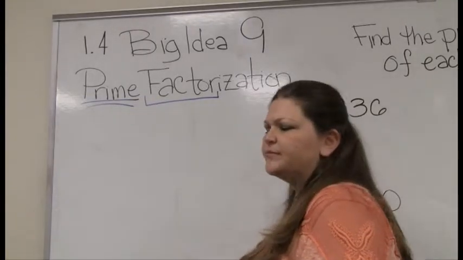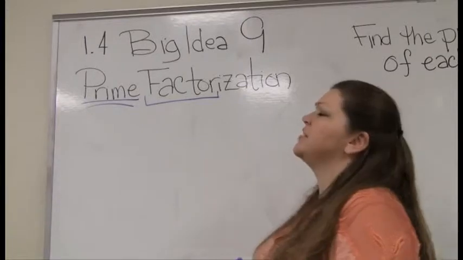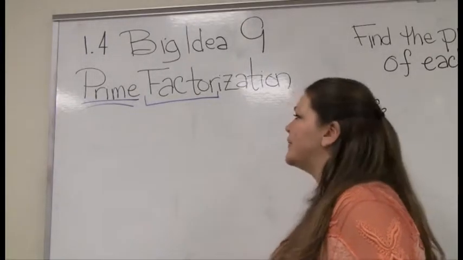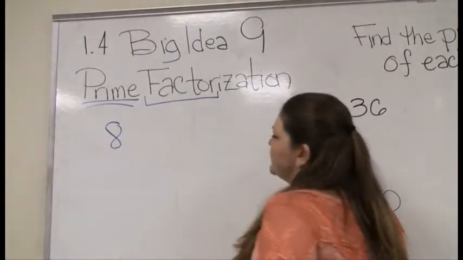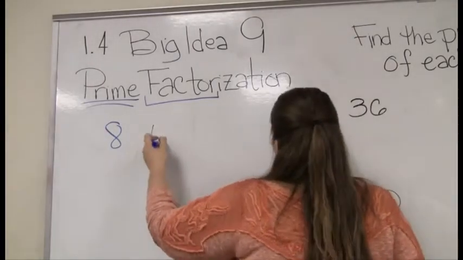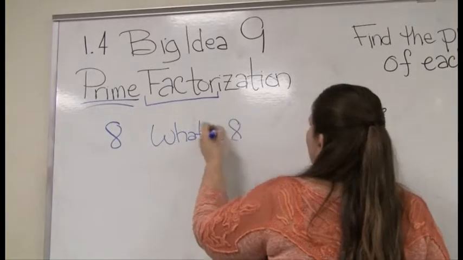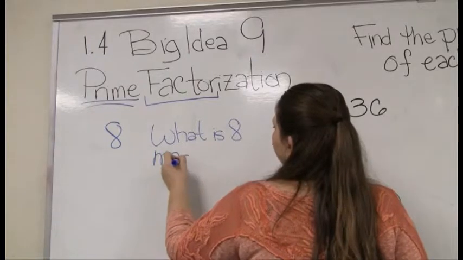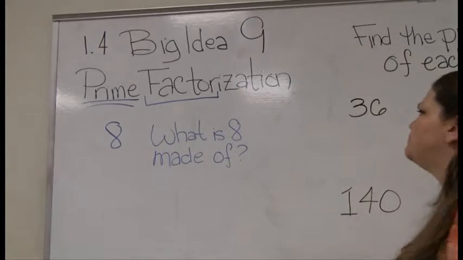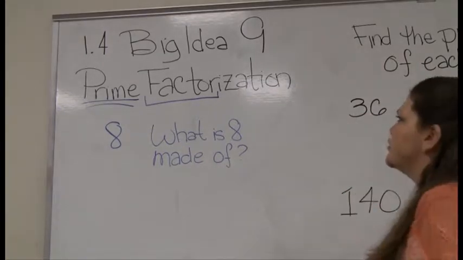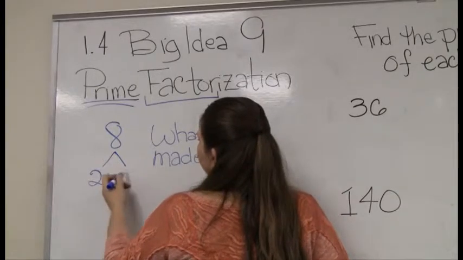Sound a little confusing. Well, the good news is we've actually done this before. You just didn't realize I was doing it. In some other videos, for example, we looked at 8. And I asked you this question, what is 8 made of? Now, you didn't know it at the time, but I was sneaking in prime factorization before I even taught it to you. Because I said, well, 8 is the same as 2 times 4.